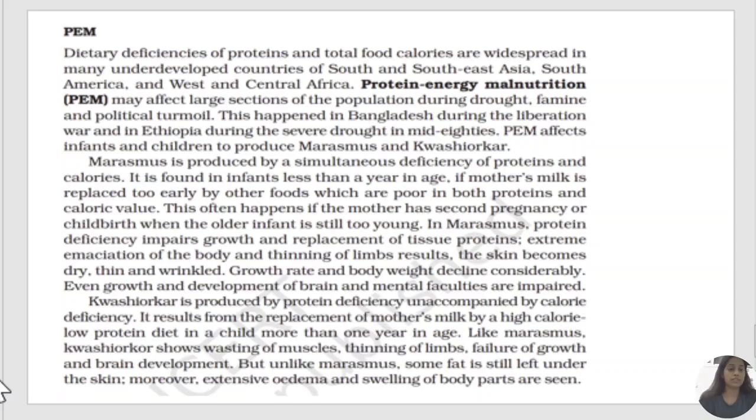What is kwashiorkor? It is produced by protein deficiency unaccompanied by caloric deficiency. So it results from the replacement of the mother's milk by a high caloric, low protein diet in a child more than 1 year in age. Like marasmus, kwashiorkor shows wasting of muscles, thinning of limbs, failure of growth and brain development. But unlike marasmus, some fat is still left under the skin. Moreover, extensive edema and swelling of the body parts are seen.